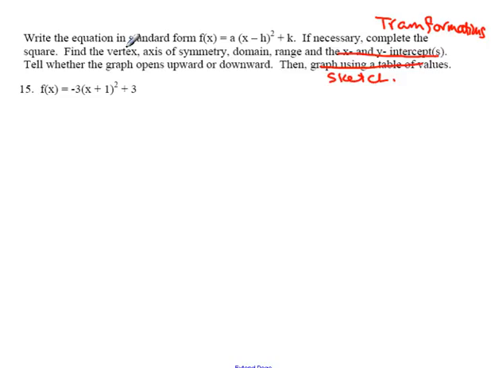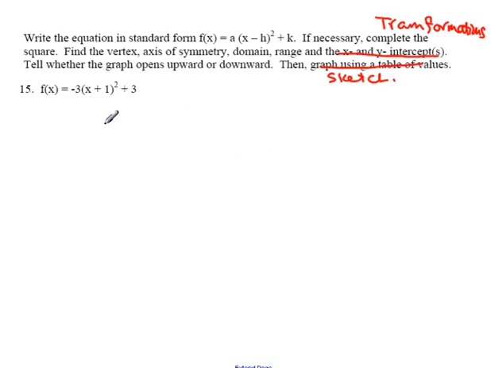Then, after you've got it in standard form, you're to find the vertex, the axis of symmetry, the domain and range. We're not going to find x and y intercepts, but we are going to find the direction of the opening and, of course, describe any transformations. And then when you graph, we're just going to sketch it. We're not actually going to use a table of values.